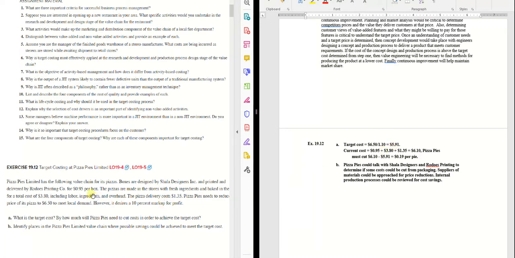Currently, if I add up all these costs, they add up to $6.10, and so I have to cut the cost by 19 cents per pie. This gives you some ideas on how they can cut costs, but obviously I need to cut either this cost or this cost to get it down to $5.91.